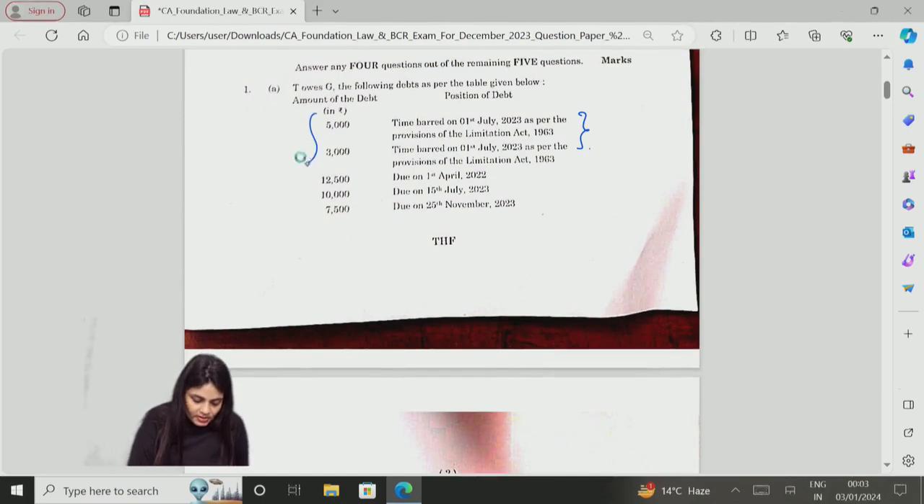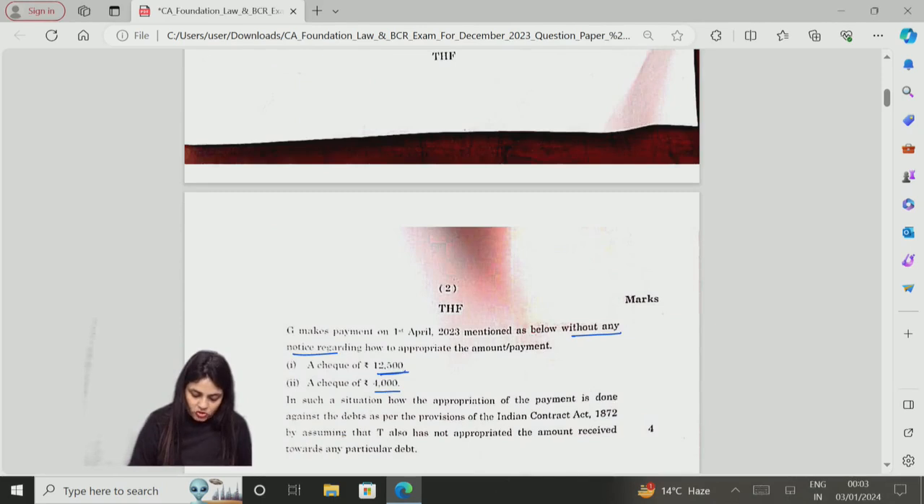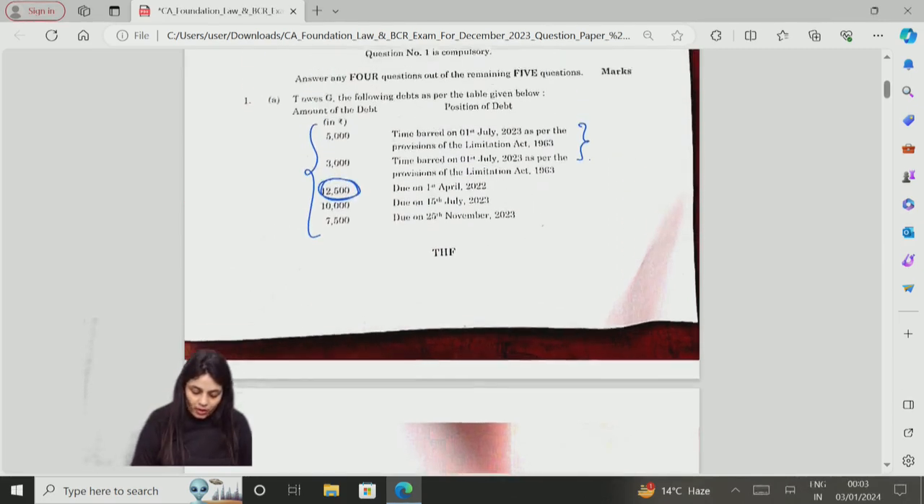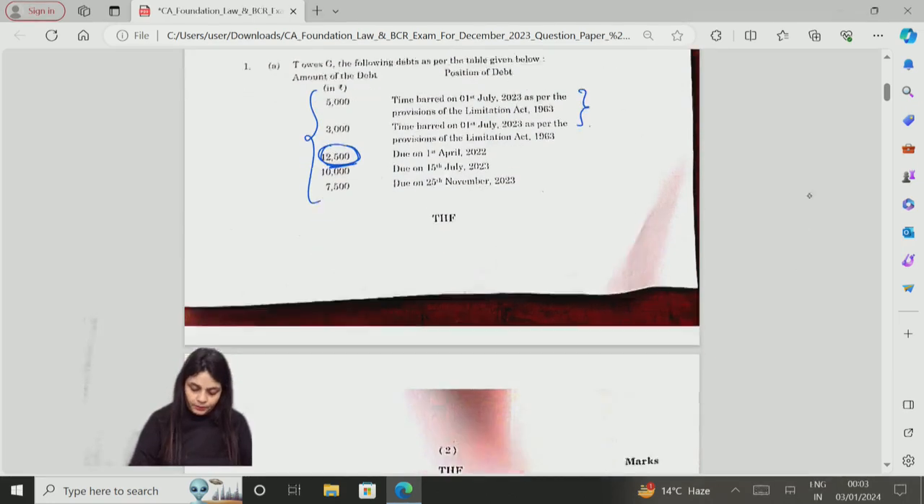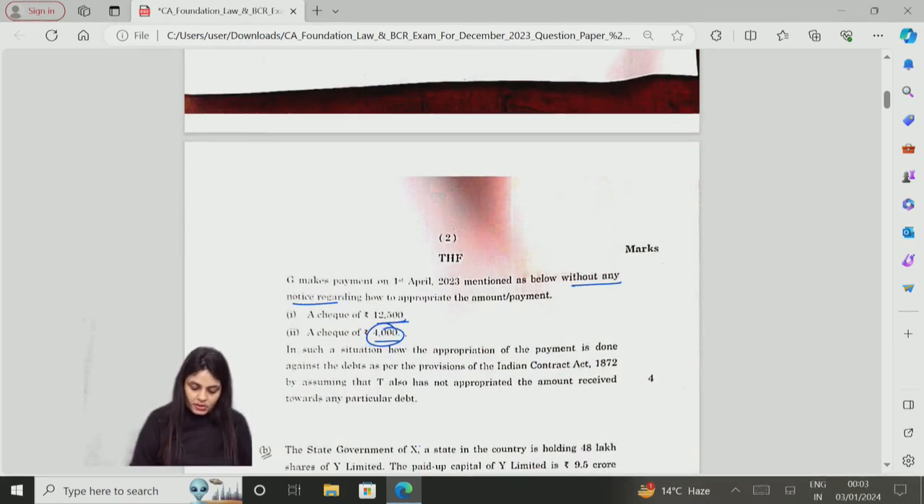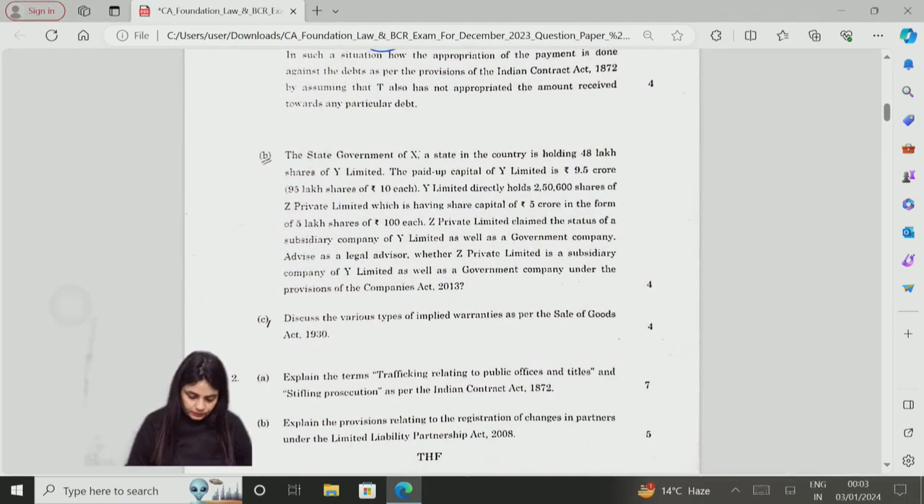Now, if I look at these debts, there is a sum which is exactly the same as the amount of the check. So this is an implied intimation that I wanted to set off this debt only. So this check of 12,500 will be set off against this 12,500. The remaining 4,000 will be set off at the discretion of the creditor against any debt, including a time-bound debt.